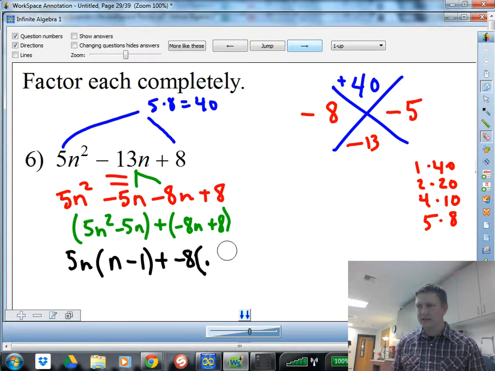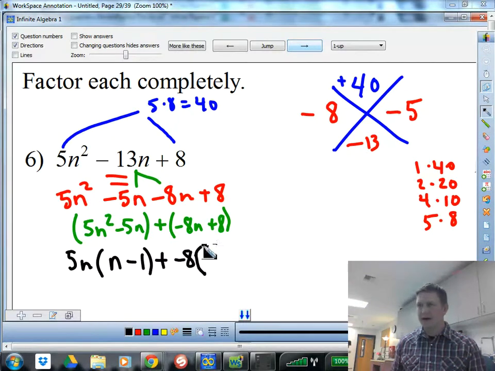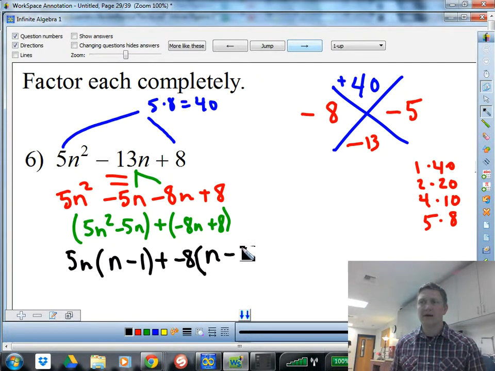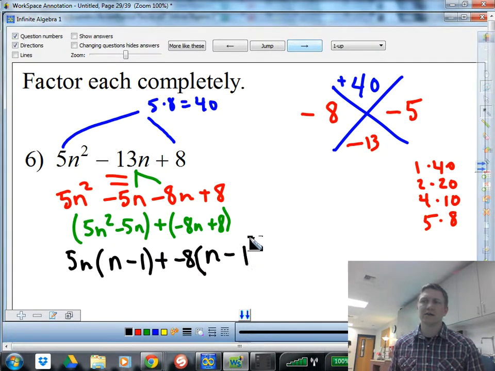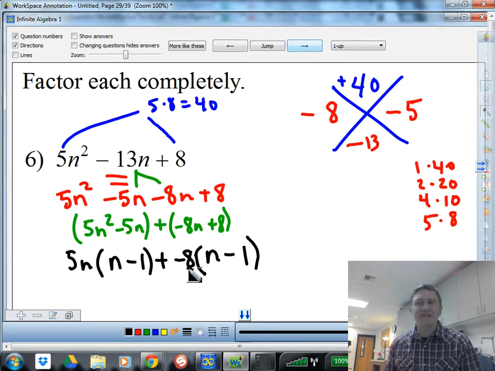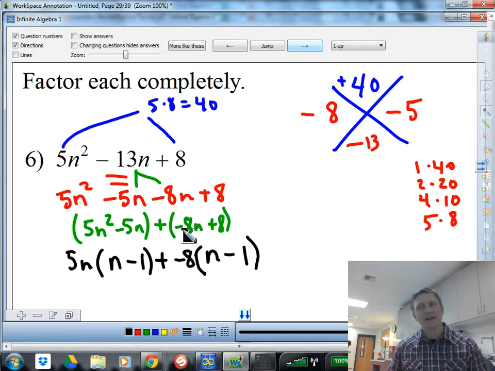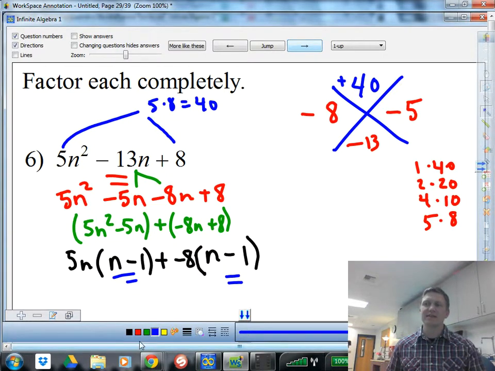There, we'll erase that. And I'm going to write n minus 1. Okay, I took out a negative 8. So that's important to pay attention to. I took the negative 8 right here and I divided it off because I want this n minus 1 right here to be exactly the same as this n minus 1 over here.